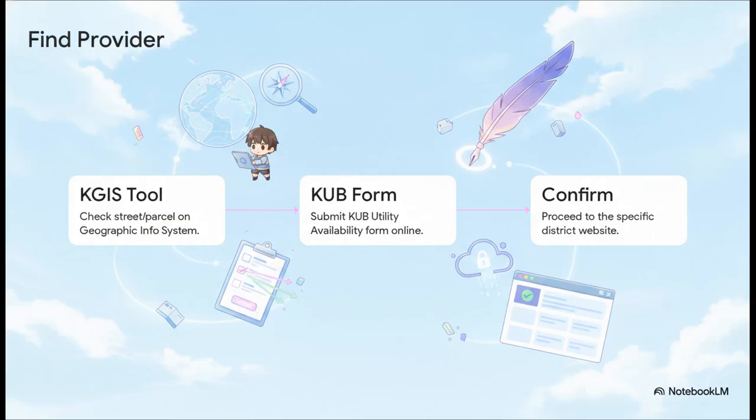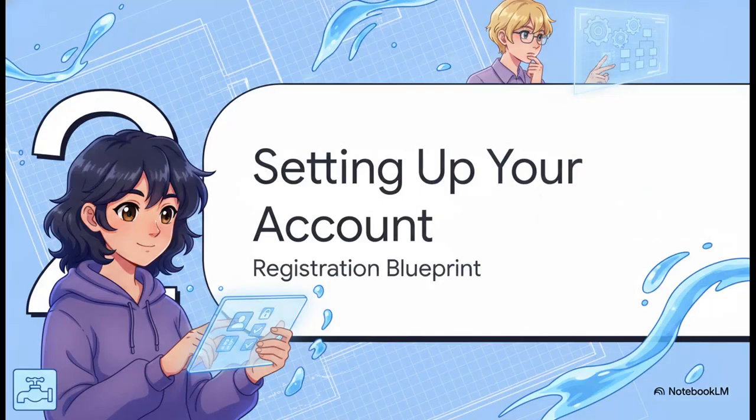So how do you figure out who your specific provider actually is? Well, it's time to play Navigator. You can head over to the KGIS tool to pinpoint your exact service jurisdiction using just your street address. Or, alternatively, you can submit a KUB utility availability form online, which usually processes in about 1 to 2 business days. Identifying your correct provider is absolutely crucial step 1 because every single one of these 6 districts operates an entirely distinct digital platform.